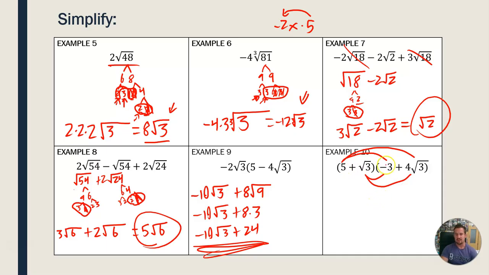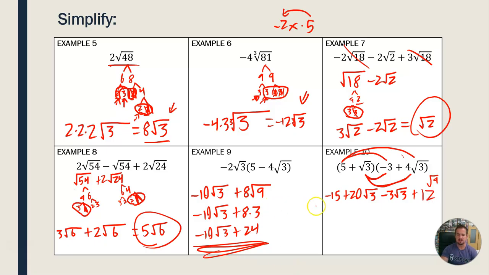Okay? So 5 times negative 3, that's negative 15. 5 times 4 square root of 3, that's going to give me 20 square root of 3, because the 5 and the 4 will multiply together. Square root of 3 times negative 3 is just going to be negative 3 times the square root of 3. And then the square root of 3 times 4 square root of 3 is going to be 4 times the square root of 9, which we determined was going to be 3. Okay, so 4 times 3, it's going to be 12.